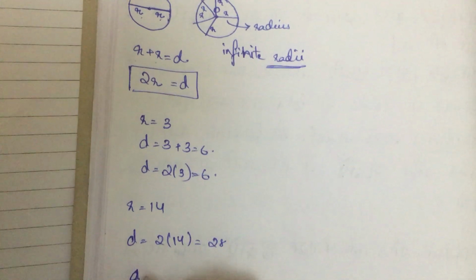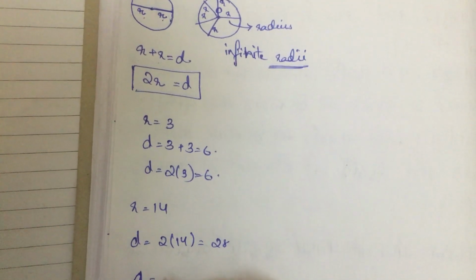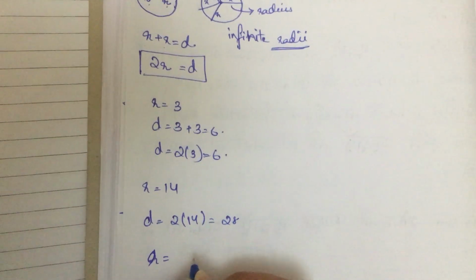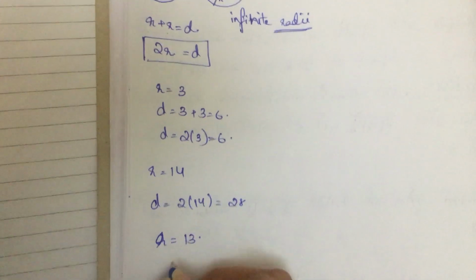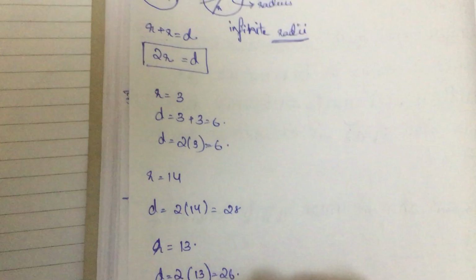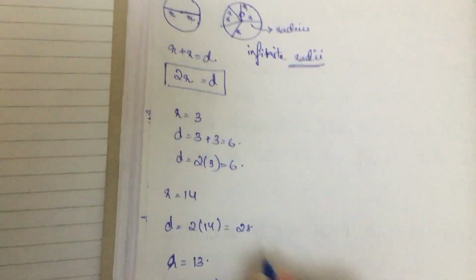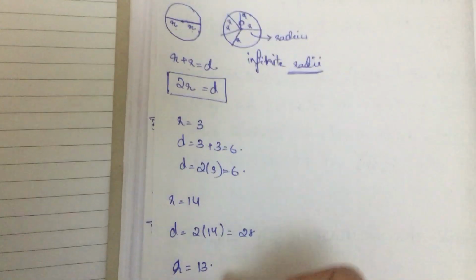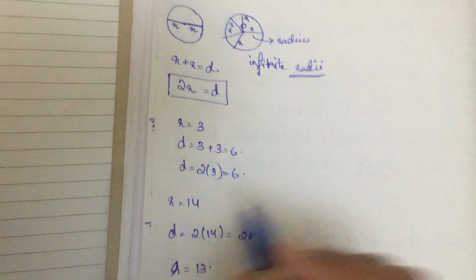If the radius is given to me as 13, then the diameter is equal to 2 times 13, that's 26. This is how, when the radius is given, you can calculate the diameter.